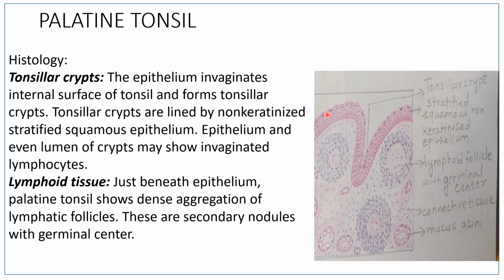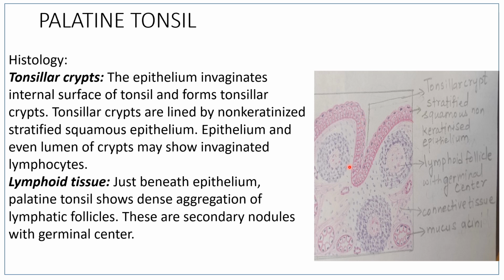Histology of tonsils. So, the identification feature or peculiarity of tonsils is presence of tonsillar crypt. This is the tonsillar crypt, which is formed by invagination of epithelium into the internal surface of tonsils. It forms the tonsillar crypt, and this crypt is lined by stratified squamous non-keratinized epithelium.